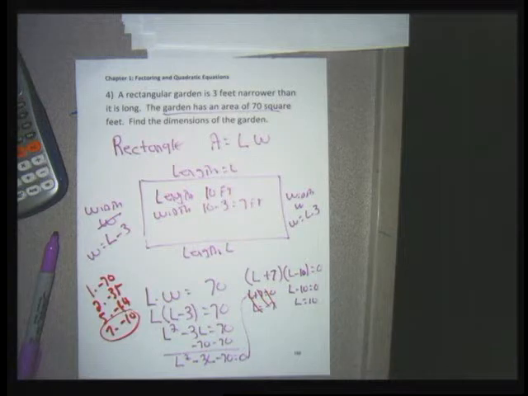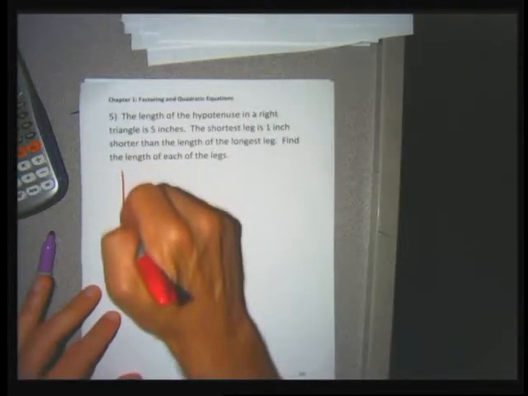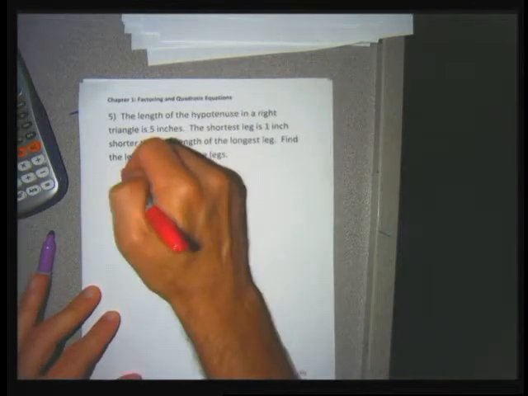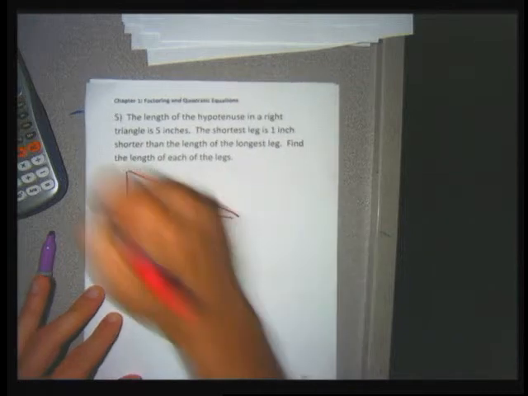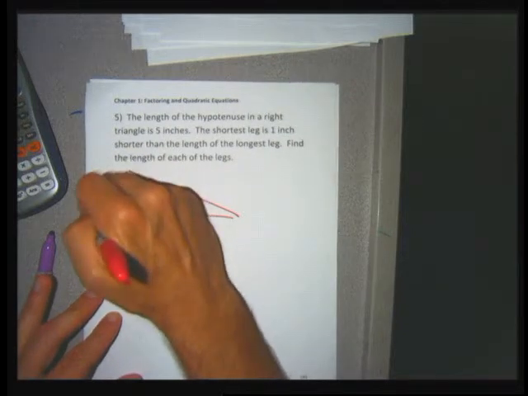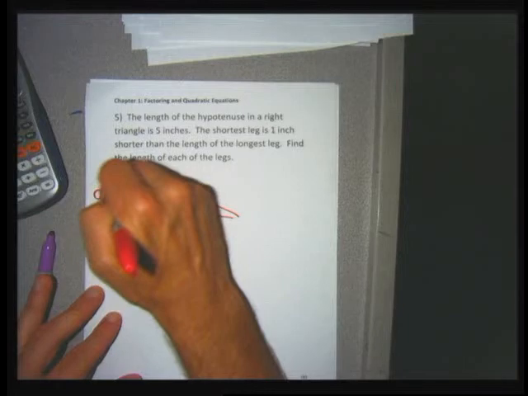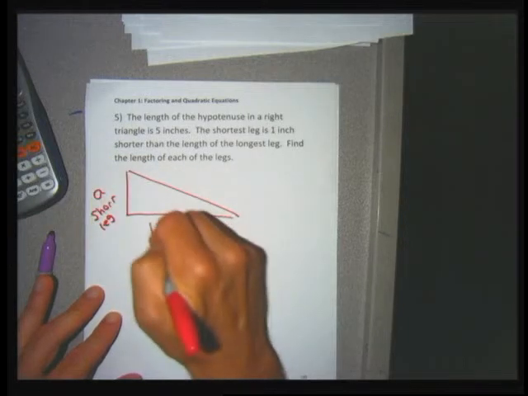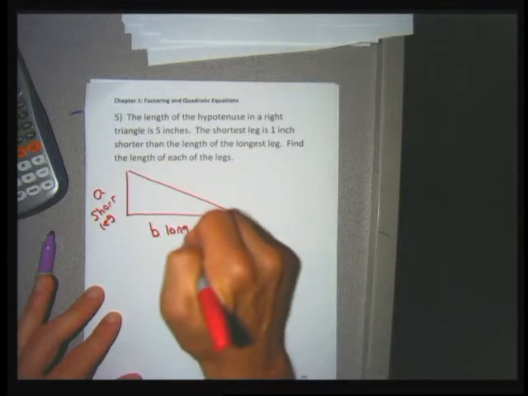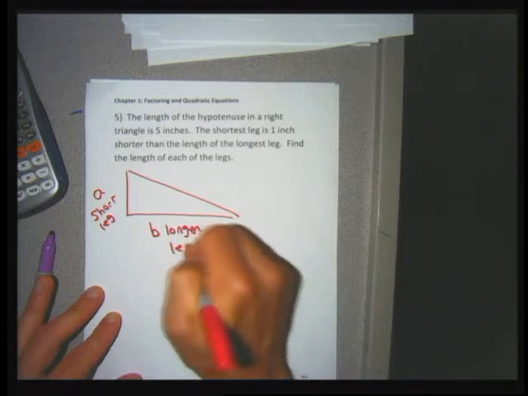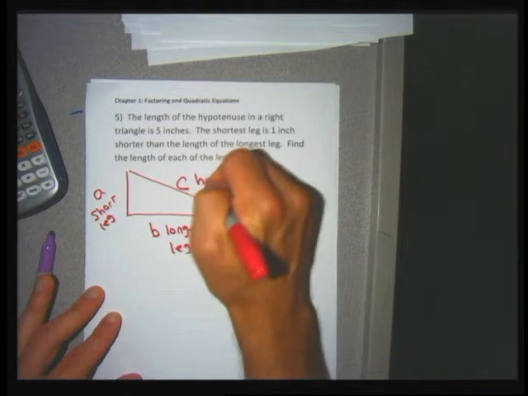All right, one more problem, a right triangle problem. And remember in my right triangle problems that we have a short leg, a long leg, and a hypotenuse. So generically, the drawings that I did for right triangle problems look something like this. I called this A, we called the short leg. B, we called the longer leg. C, we call the hypotenuse.